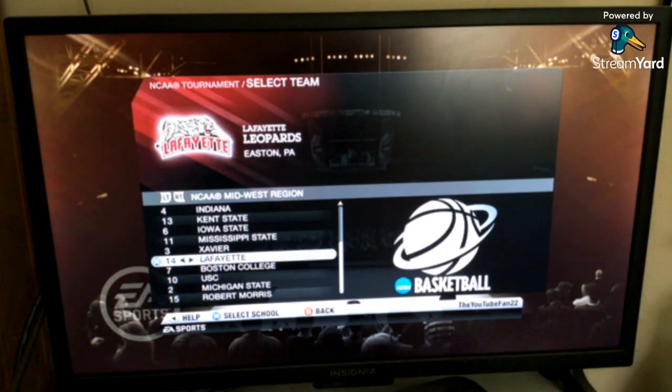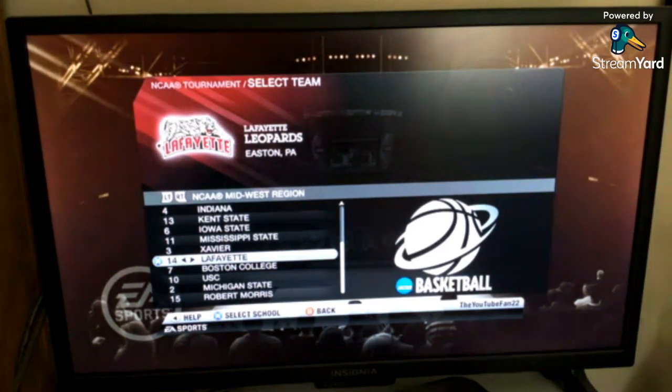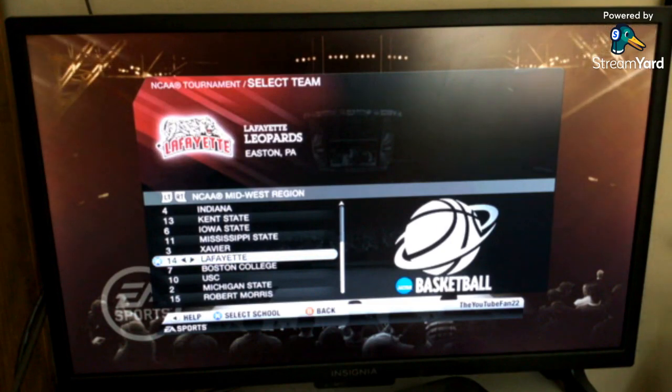Well, we are going to go ahead and make our selection here, and we are going to go with FDU. FDU is going to play in the place of Kennesaw State, which means Texas Southern will be playing Purdue on the other half of the bracket.